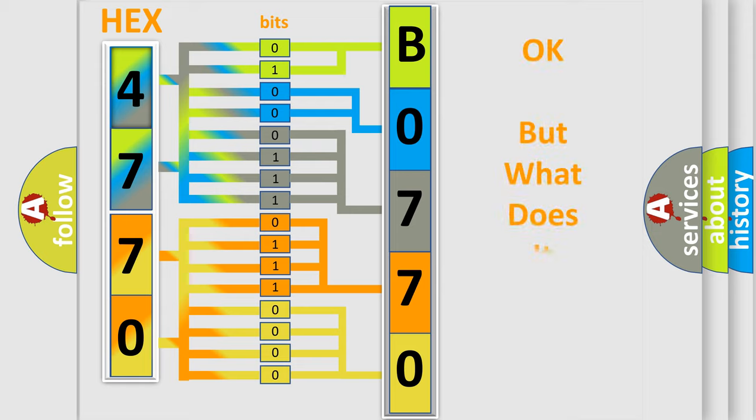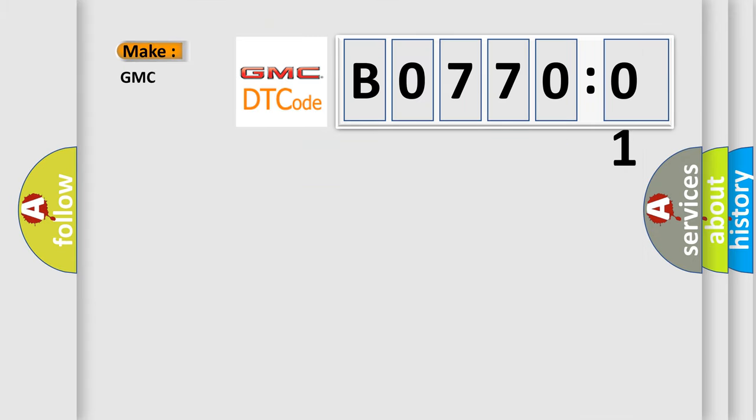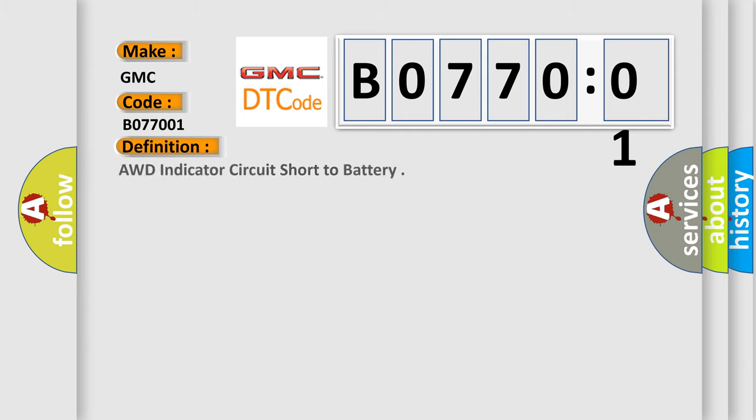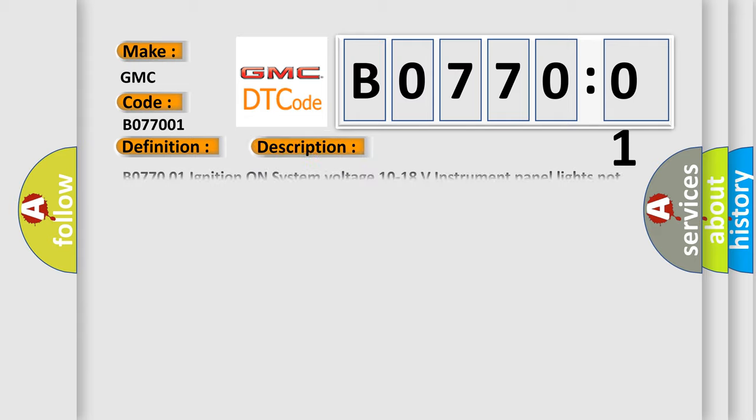The number itself does not make sense to us if we cannot assign information to what it actually expresses. So, what does the Diagnostic Trouble Code B0770-01 interpret specifically for GMC car manufacturers? The basic definition is AWD indicator circuit short to battery. And now this is a short description of this DTC code.